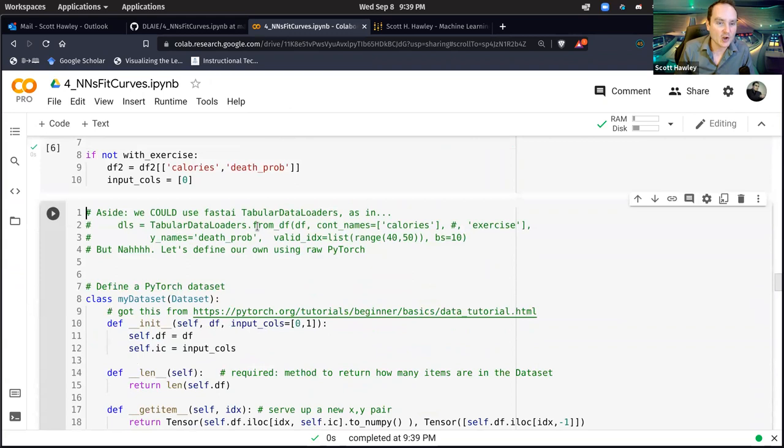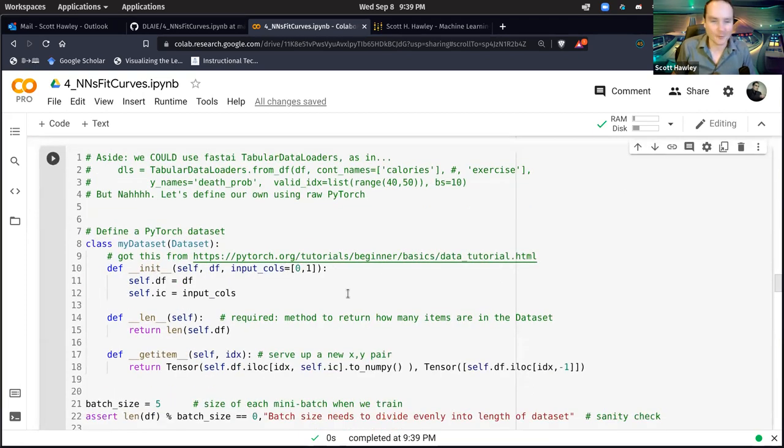There's this thing in FastAI called tabular data loaders, but I'm going to hold off on that and say, let's make our own PyTorch dataset. There's a class called Dataset, and we can name our version of that whatever we want. So I called it MyDataset, following one of the tutorials.